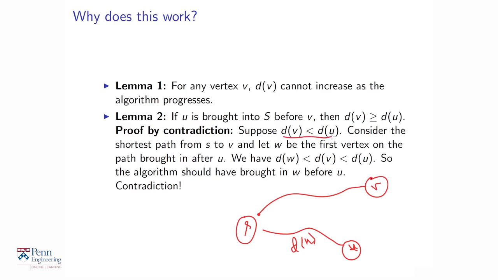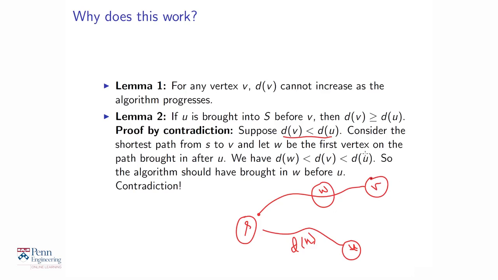So if this happens, along this path, let w be the first vertex on the path brought in after u. So u was brought in at some point. Let's look at the first vertex on the path from S to v that was brought in after u. That vertex could be v itself, but it's some vertex. But we know that d of w is at most d of v, because recall that these edge weights are all non-negative. So d of w is at most d of v, which is less than d of u.